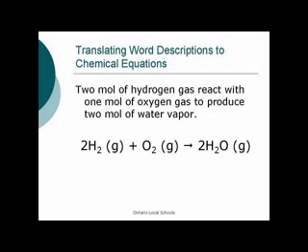The O2, oxygen is another one of those diatomic elements in its free element form. Oxygen will always be written as O2. The phase represented by the letter G in parentheses. The arrow represents that it's producing something, and the product is 2 moles of water vapor. So there should be a G in parentheses following the H2O to represent its phase as a gas.